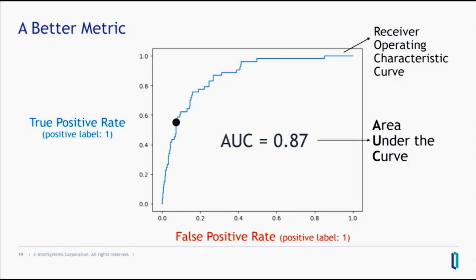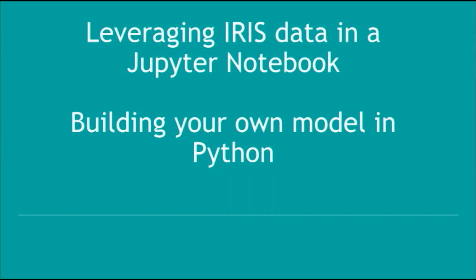You might be wondering, can we do better than 0.87 area under this curve? Yes, with a better model. And I'm going to hand this over to Don Woodlock right now, who will build that model with you. Okay, great.